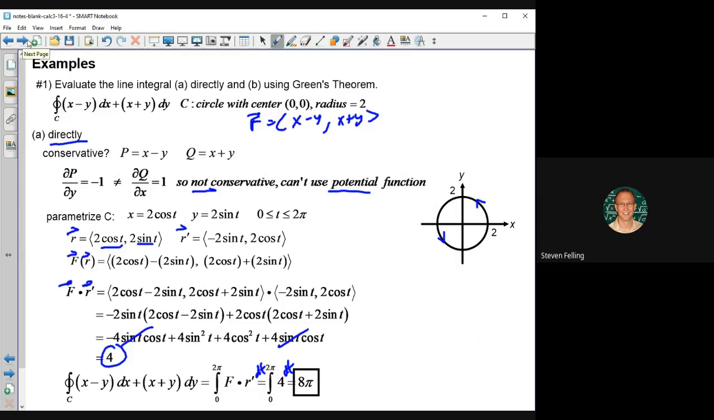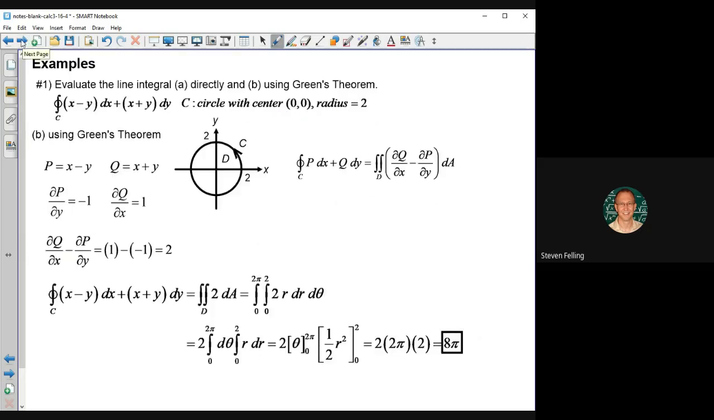Okay, so now let's do the same thing, but this time we will use Green's theorem. So we have our P and our Q. We're going to find the expression for circulation, which is dQ/dx minus dP/dy. So dQ/dx was 1, and dP/dy is -1. And so the expression for circulation turns out to be 2. And so that means we can take this integral and instead represent it as a 2-dimensional integral of the circulation over the region enclosed.